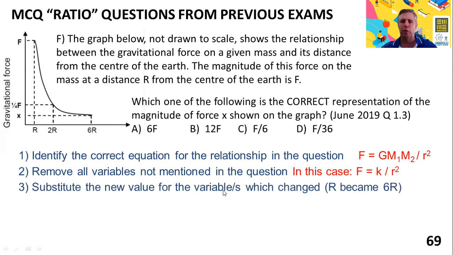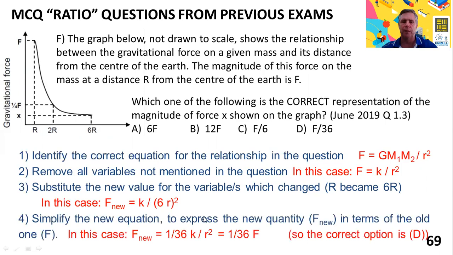Thirdly, substitute the new value for the variables which change. In this case, R became 6R. So the new force is K over 6R all squared. And of course, 6R all squared is 36R squared. And so you can see when we simplify it that the new force is 1/36th of the old force, or just F over 36. So the correct option is option D.